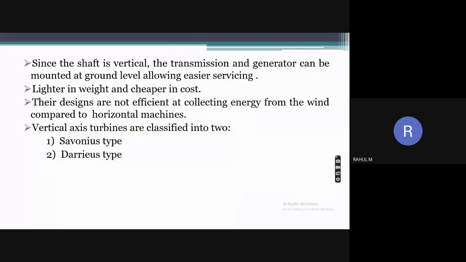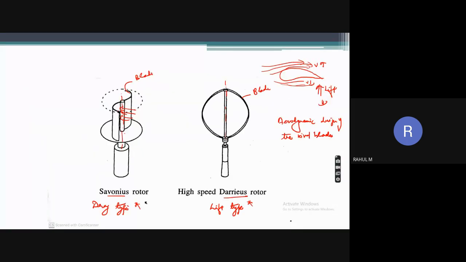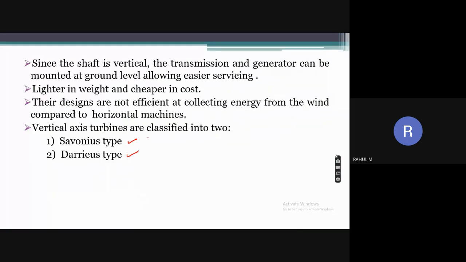So note these two. Vertical axis turbines can be classified into two types. That is, one is Savonius type and the second one is Darrieus type. The Savonius type, you can see, is the drag type. Okay, so this is the drag type, and this one is the lift type.